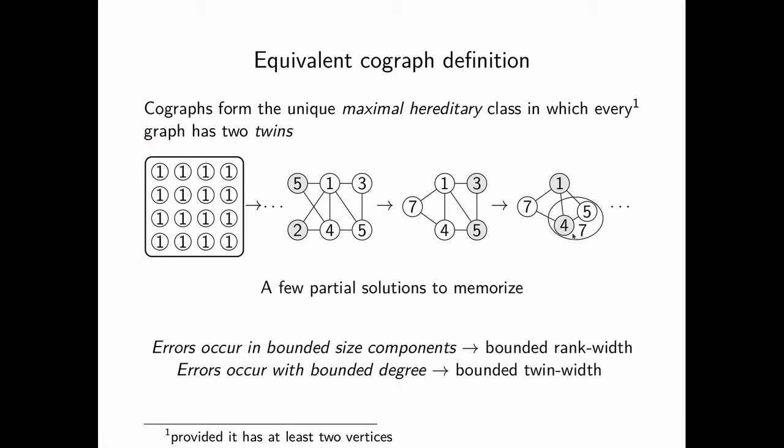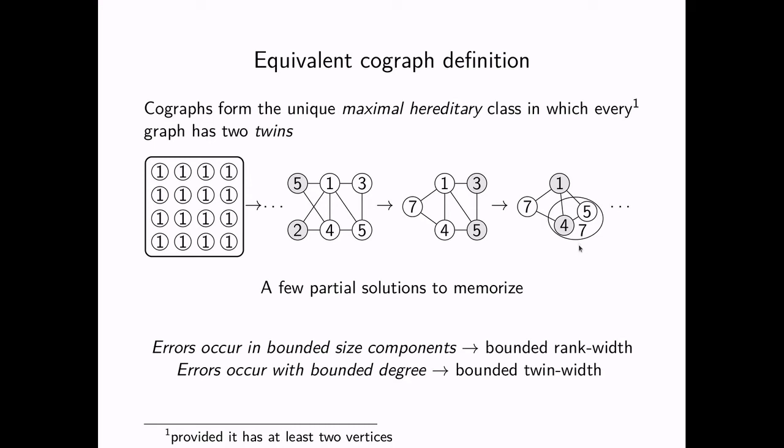And it seems that if the errors are clustered into some bounded size components, we will still manage to solve maximum independent set in polynomial time. As it happens, this would be a definition of bounded rank weights.